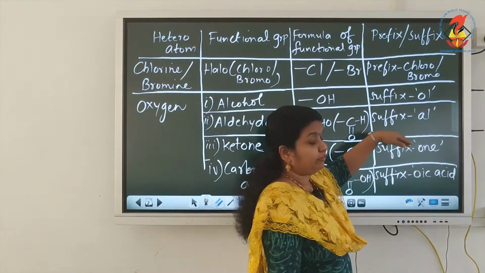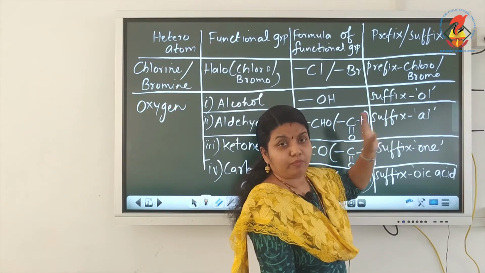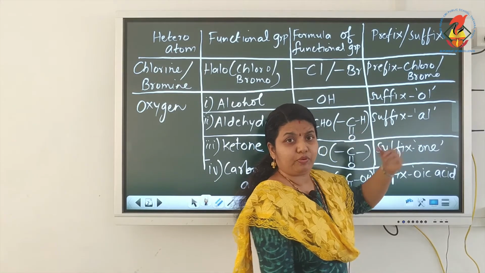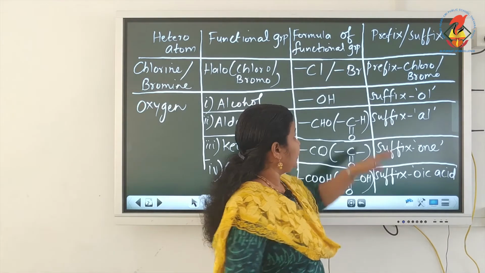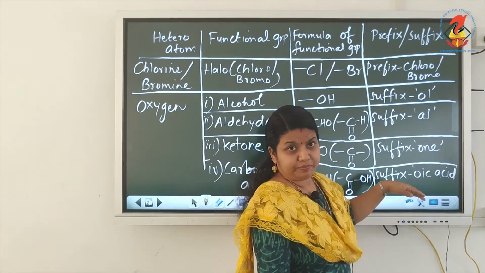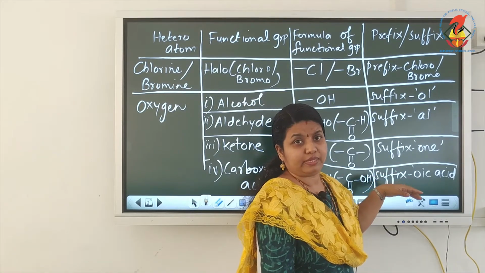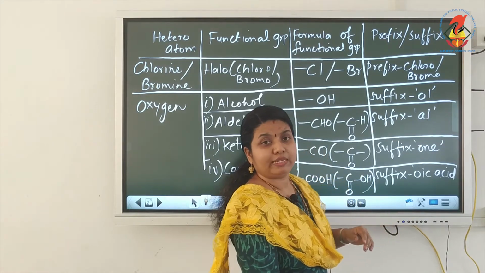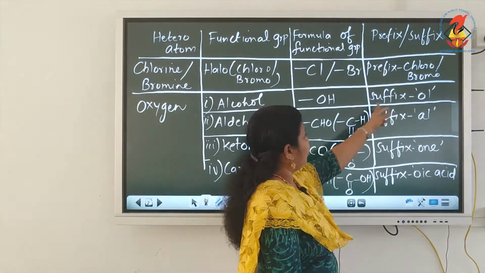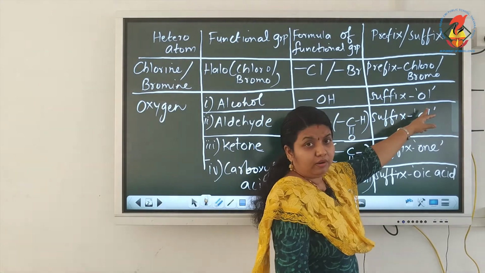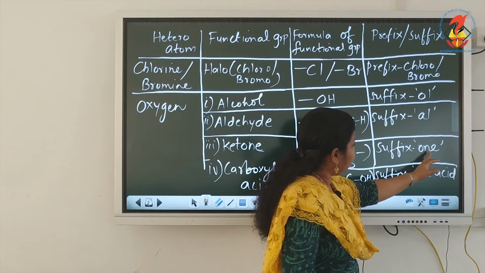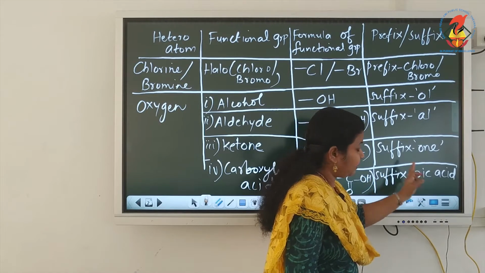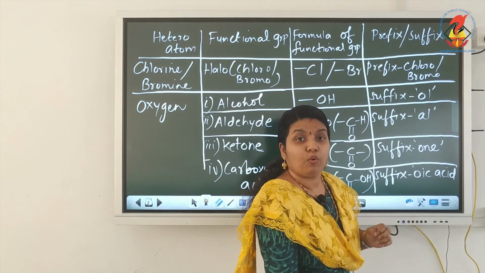Now coming to the prefix or suffix part, chlorine and bromine are written as prefix. So, before the name of the hydrocarbon, chloro or bromo is added. But for all other functional groups where the heteroatom is oxygen, the name of the functional group is indicated as suffix. For alcohol it is ol, for aldehyde it is al, for ketone it is on, and for carboxylic acid it is oic acid.